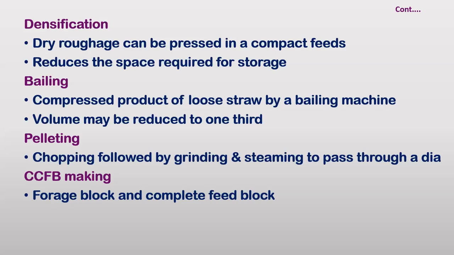CCFB, that is a compressed complete feed block. CCFB is compressed complete feed block making. This machine is also available in the nutrition department, veterinary college department. So the compressed complete feed block making machine makes a forage block containing all the nutrients and all kinds of roughage. So we can mix it. They also contain a certain amount of concentrate as well. So in that way, by mixing, we can apply some amount of pressure and we can make a block.